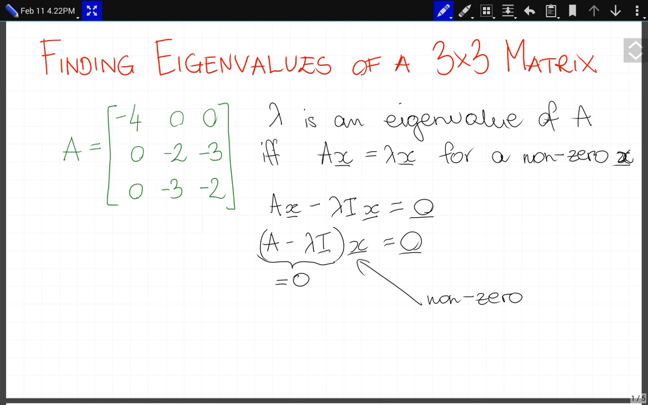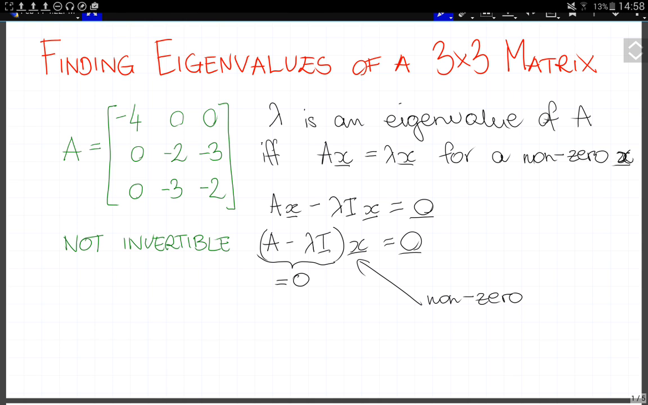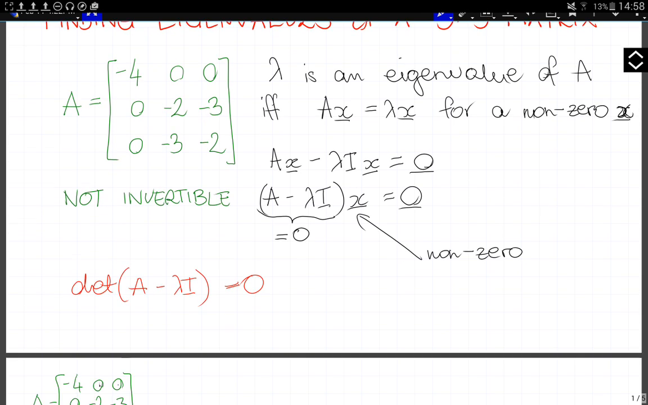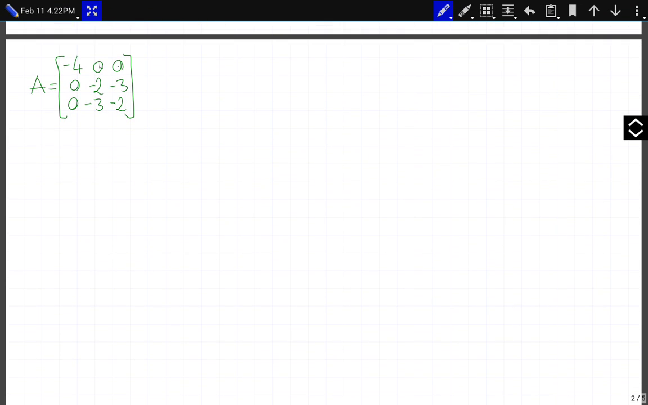In order for this matrix A minus lambda I to be equal to 0, we need it to be non-invertible, not invertible, and therefore we need its determinant to be equal to 0. Now having that, we can move on to our example and try and solve it.